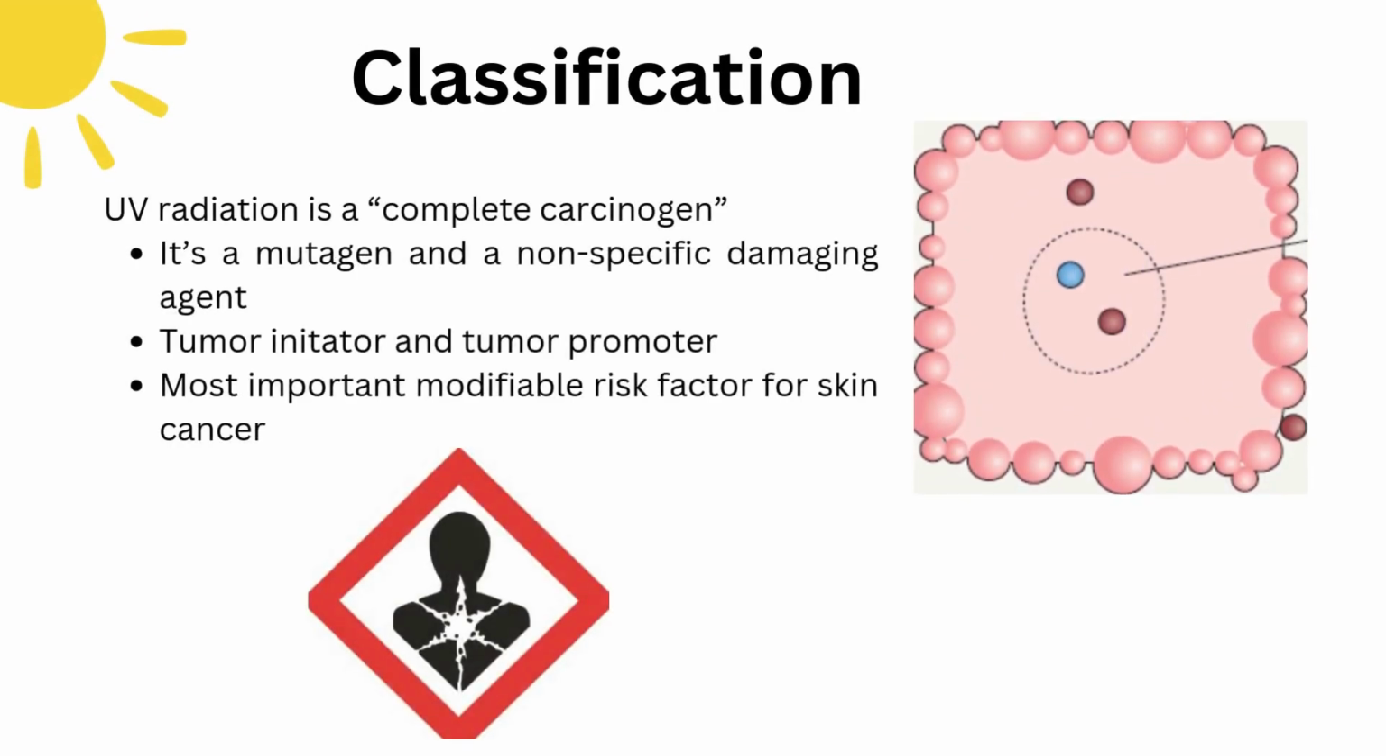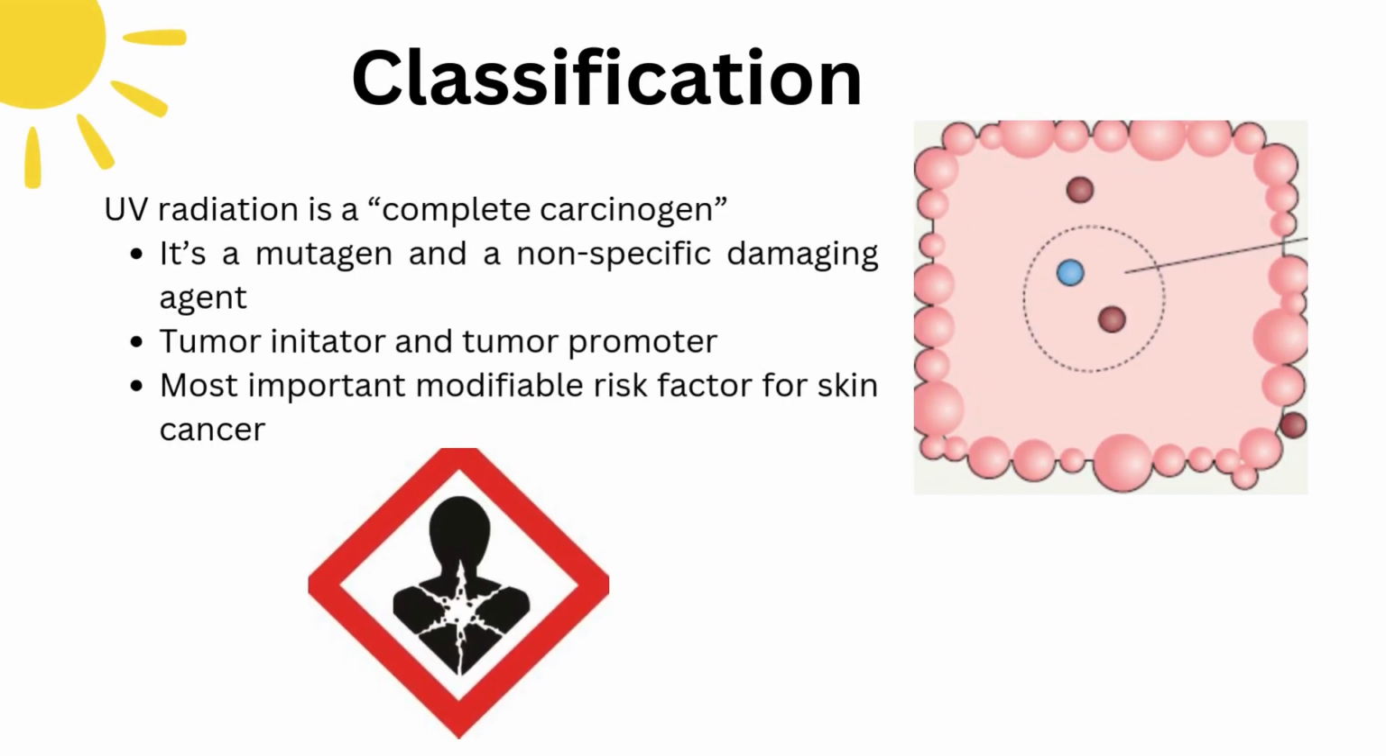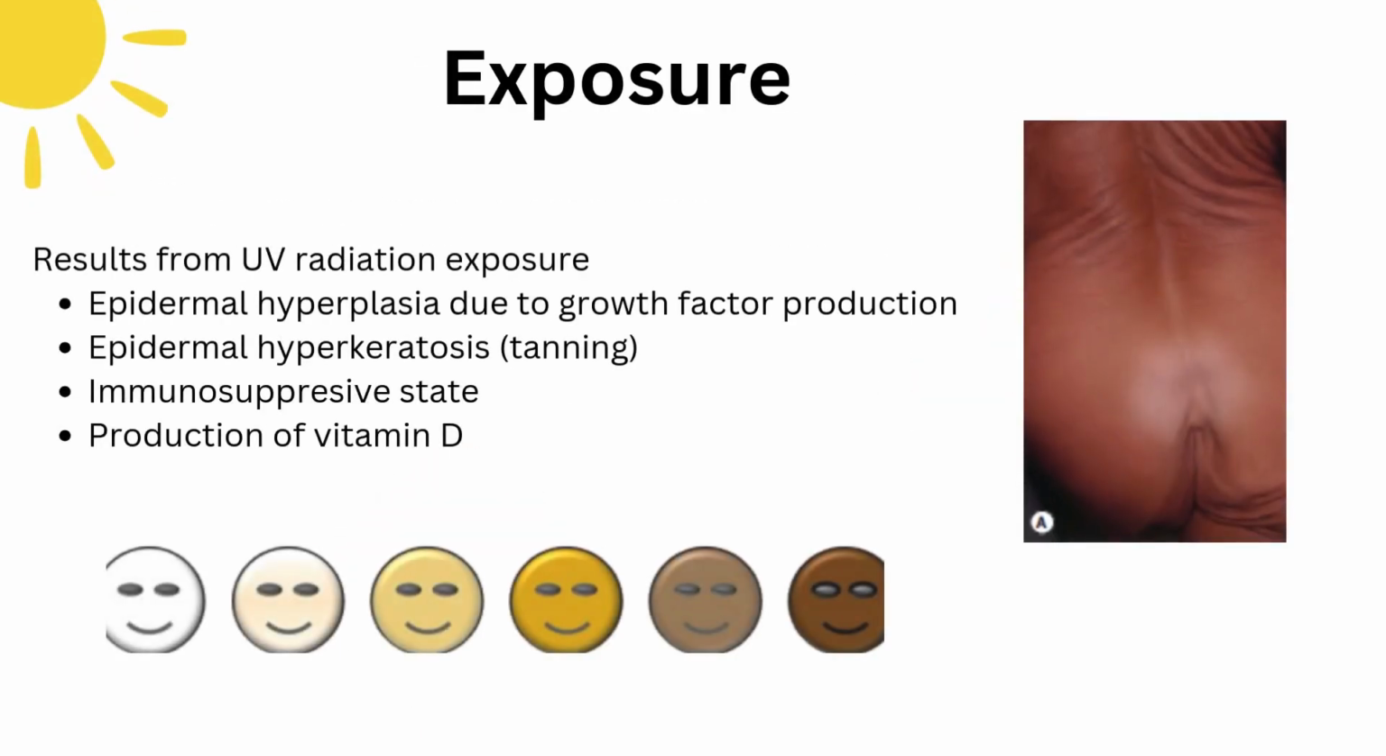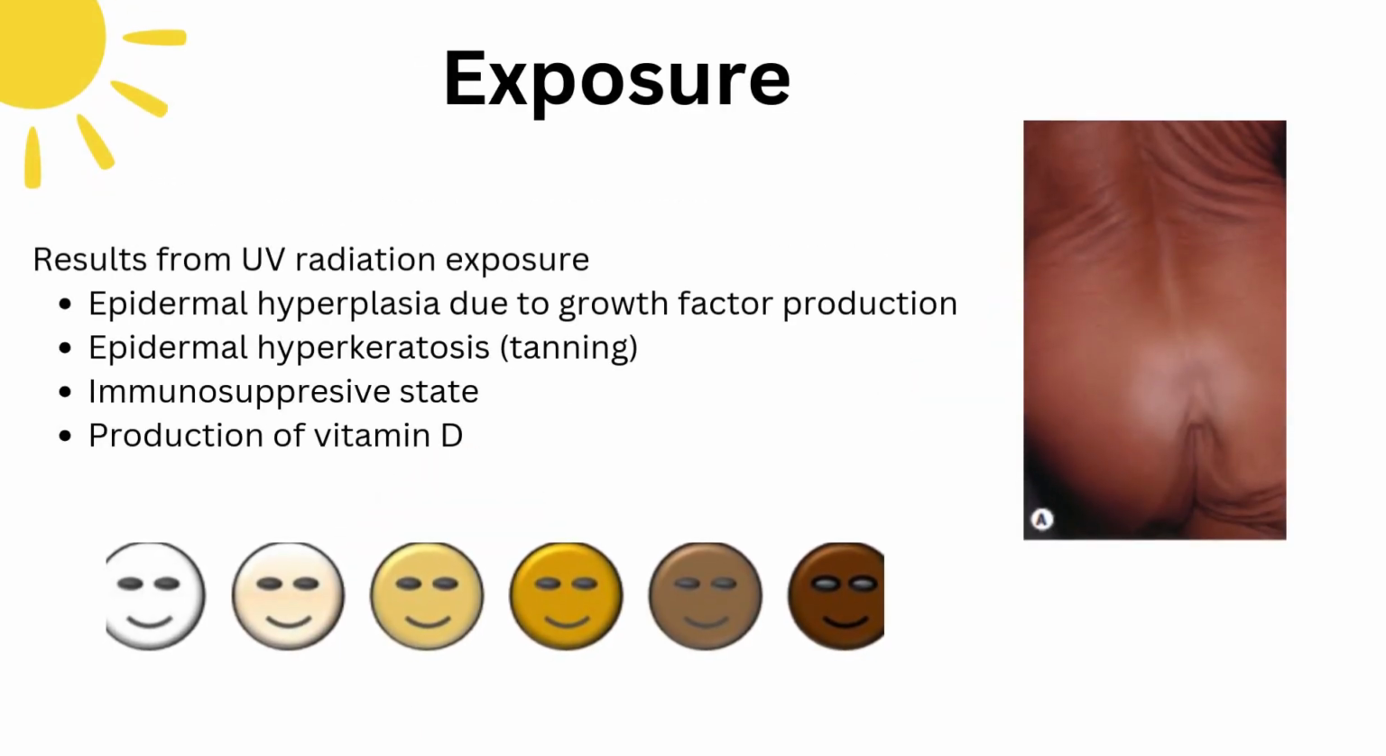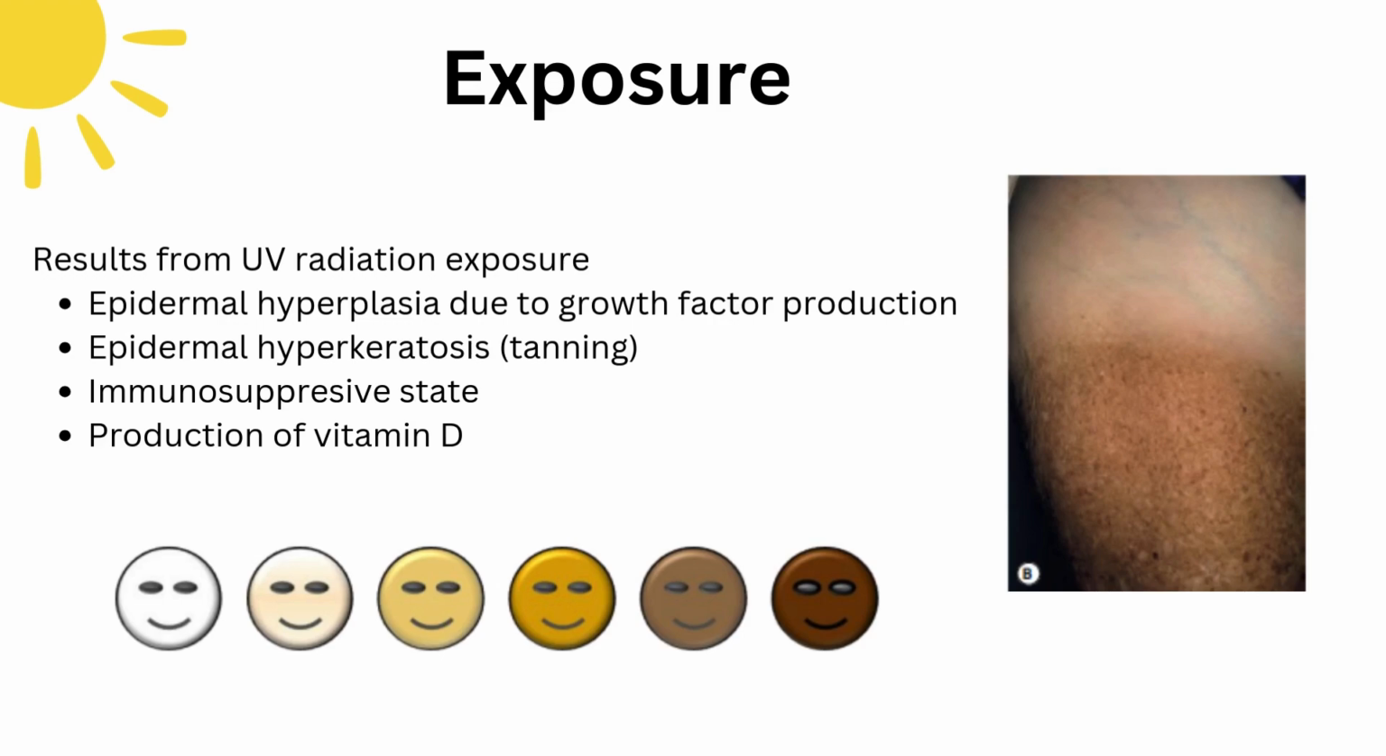Ultraviolet radiation is classified as a complete carcinogen because it's a mutagen and a non-specific damaging agent. It's also a tumor initiator and a tumor promoter, but we need to remember it's also the most important modifiable risk factor for skin cancer. Ultraviolet radiation exposure results in epidermal hyperplasia due to growth factor production in the skin, epidermal hyperkeratosis or tanning, an immunosuppressive state of the skin, and production of vitamin D, as we saw in past slides.